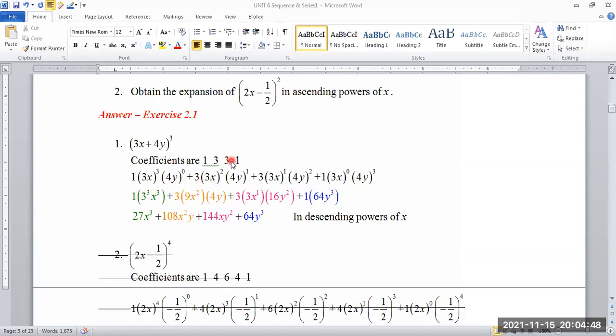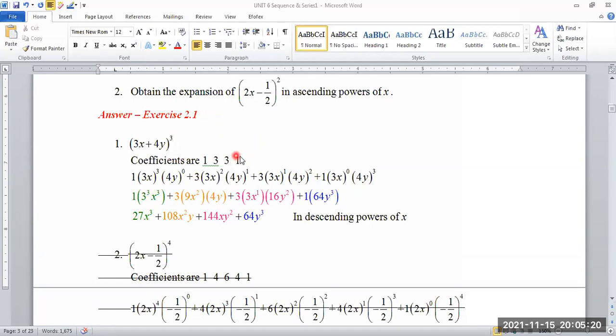I'm going to go with the third term. The coefficient here is 3, so I'm writing the 3 right here. And look at the term here, A. A is 3x to the second power. That means for this one, it has to be 3x to the first power. And when I look at my second term, I have 4y to the first power. That means this one now has to be 4y to the second power. Let us check our powers. 1 plus 2 is equal to 3.